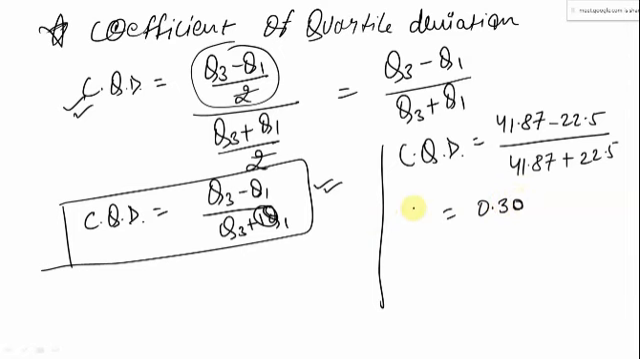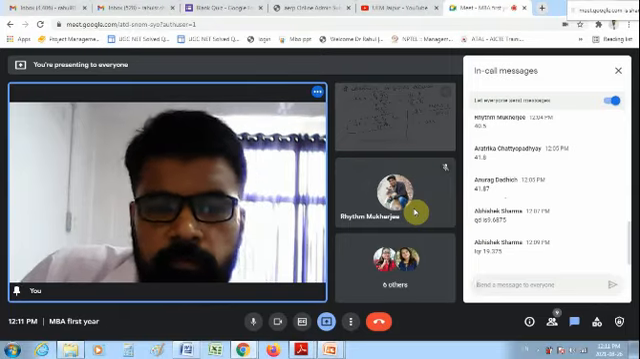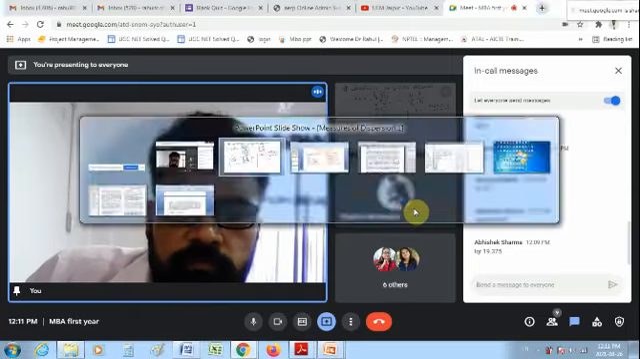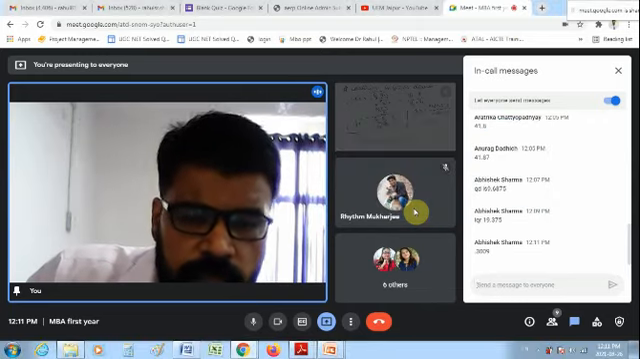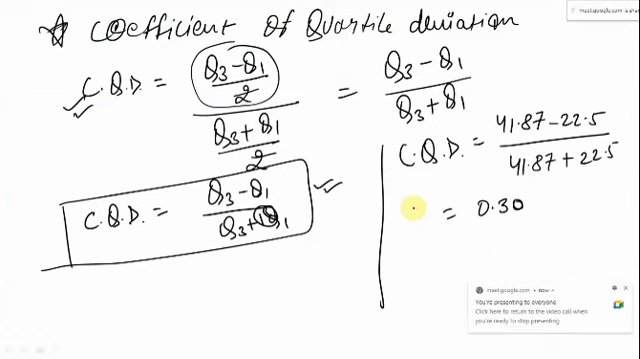See, there might be some problem. 63 point something will not come because the numerator is less than the denominator. So how can it be more than 1? It will always be less than 1. Oh, sorry, sir, my mistake. No issue, it's okay. So the coefficient of quartile deviation is 0.30 for this. Everybody is agreeing with this? Yes, 0.3009. Rounded off, 0.30 is also okay, or 0.3009 is also okay.